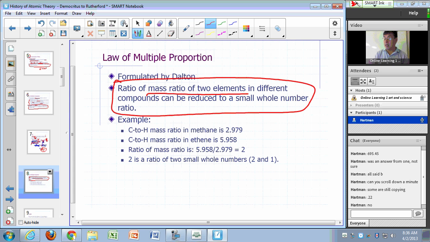For example, let's say I have one compound here. We can use a modern example here. Let's say methane. The mass-to-mass ratio of carbon to hydrogen in methane. Let's say you have a sample of methane. You broke it down into carbon and hydrogen. So you weigh how much carbon you get from the sample of methane. You weigh the hydrogen that you got from your sample of methane. You'll find that the mass-to-mass ratio is 2.979. You can experimentally determine that. Mass of carbon over mass of hydrogen. The carbon to hydrogen ratio in methane, mass to mass, is 2.979. You can weigh that in the lab.